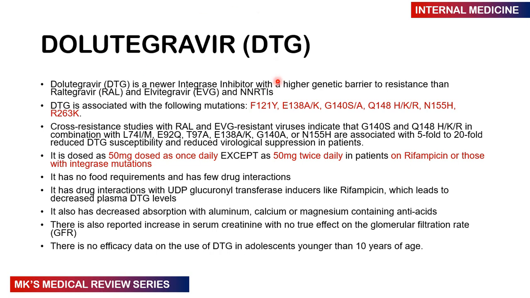It has a higher genetic barrier to resistance compared to the other integrase inhibitors like raltegravir and elvitegravir, as well as other non-nucleoside reverse transcriptase inhibitors. So DTG is actually associated with the following mutations. You have the F121Y, E138AK, G140SA, Q148HKR, N155H, and the R263K.